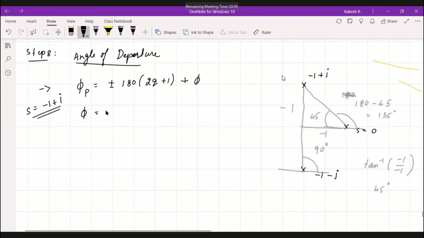To find the angle of departure for minus 1 plus j, phi will be angle of zeros minus angle of poles. Here we don't have any zero, so the angle of zeros will be 0. So tan inverse of plus 1 by minus 1, because on the imaginary axis from 0 to plus j it will be plus. What is the length of this? This is 1 unit. What is the length of this? 1 unit. So you can take it as plus 1 by plus 1.